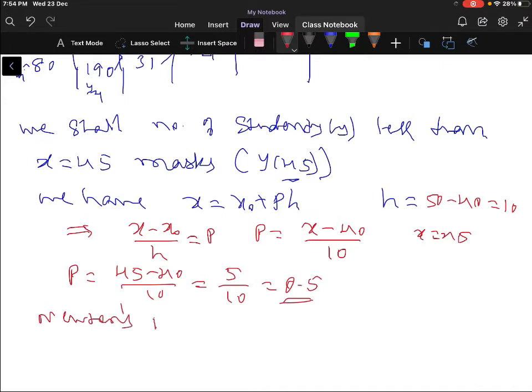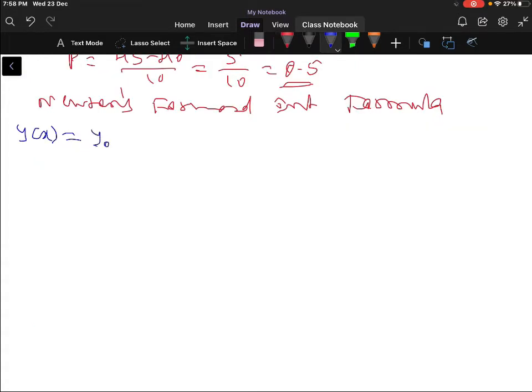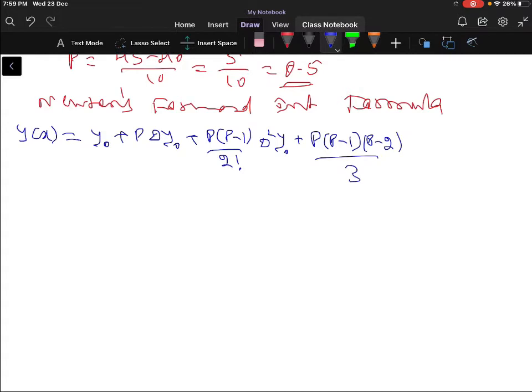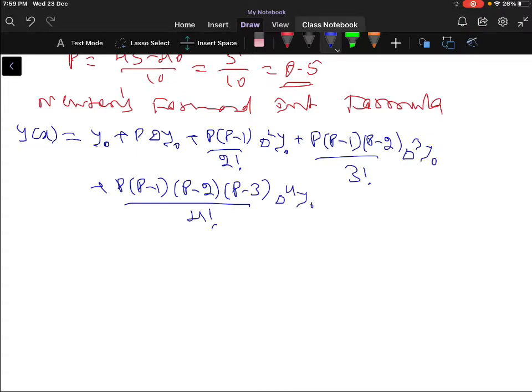So now we have the Newton's forward interpolation formula, that is y of x is equal to y naught plus p into delta y naught plus p into p minus 1 by 2 factorial into delta square y naught plus p into p minus 1 into p minus 2 by 3 factorial into delta cube y naught plus p into p minus 1 into p minus 2 into p minus 3 by 4 factorial into delta 4 y naught, and so on.